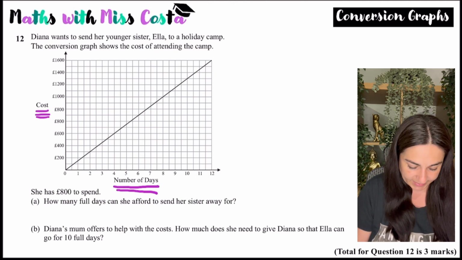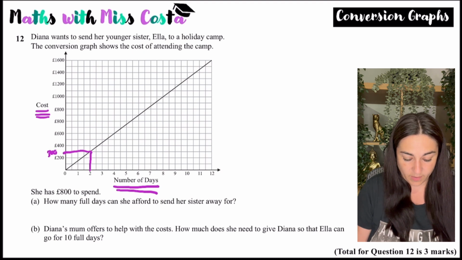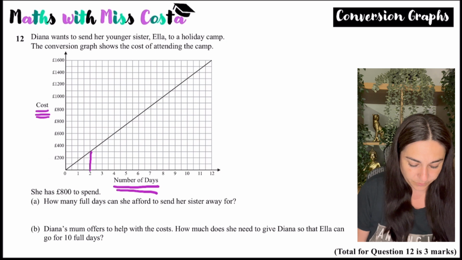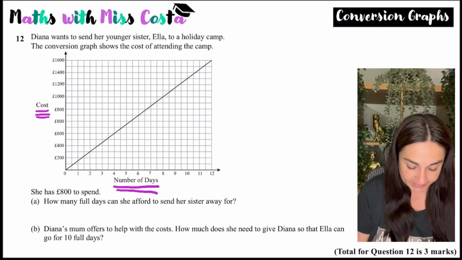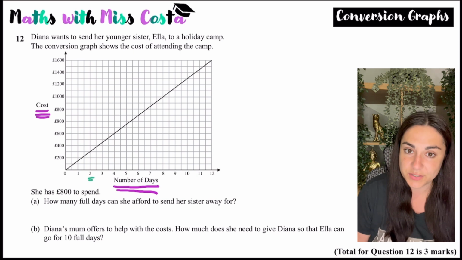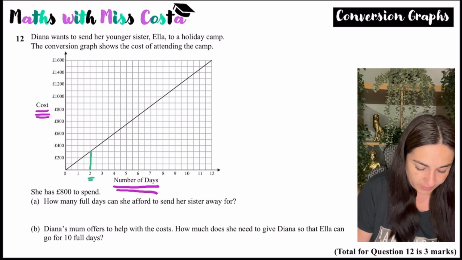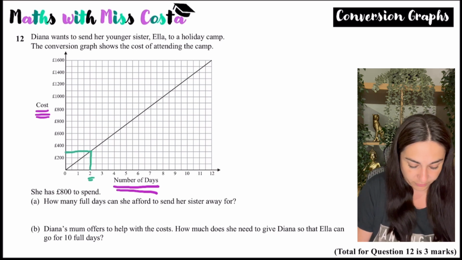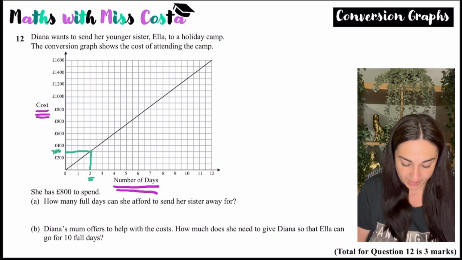So for instance, let's say 2 days must cost £300. How do I know that? To read a conversion graph, we pick what we want to work out. For example, let's say I want to work out the cost of 2 days. I go up to the graph and then I go across to the axes. Halfway between 200 and 400 is 300. So therefore the cost of 2 days is £300.